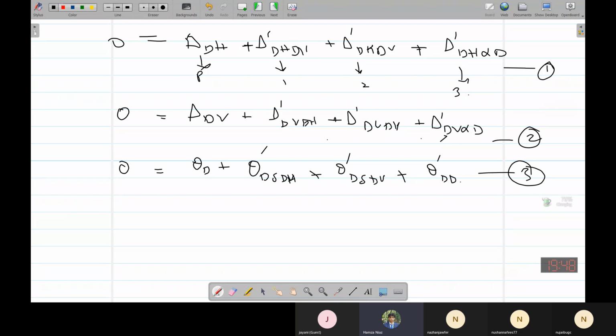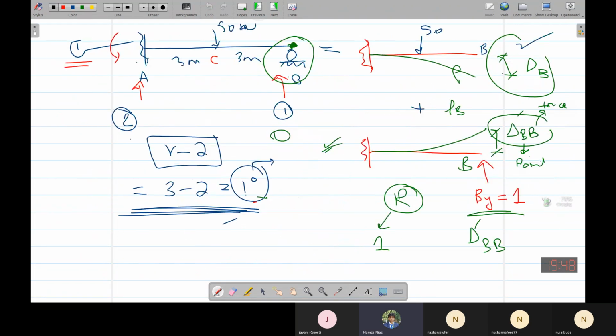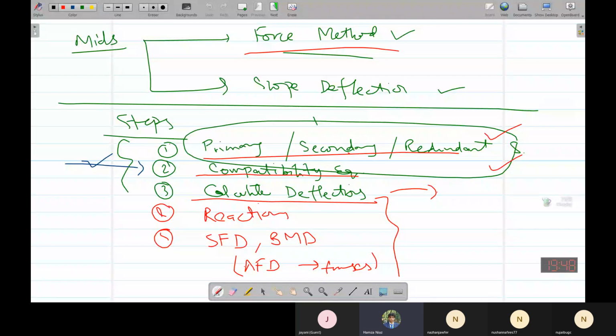We have just written the compatibility equations. Now we have to calculate deflections. For deflection we have to use just the simple unit load method. I hope you all remember them. Unit load method, Castigliano's method, from the last semester.